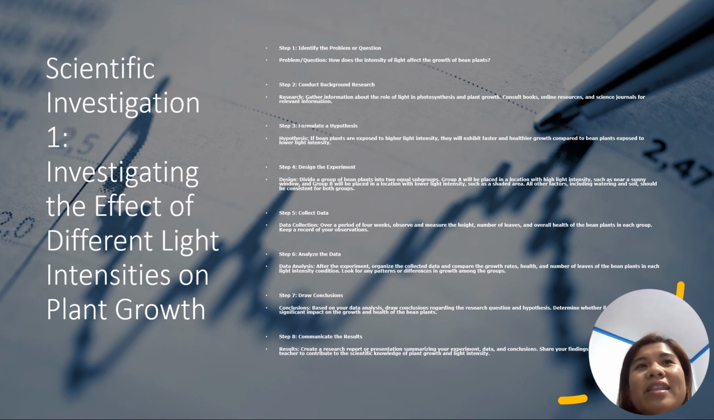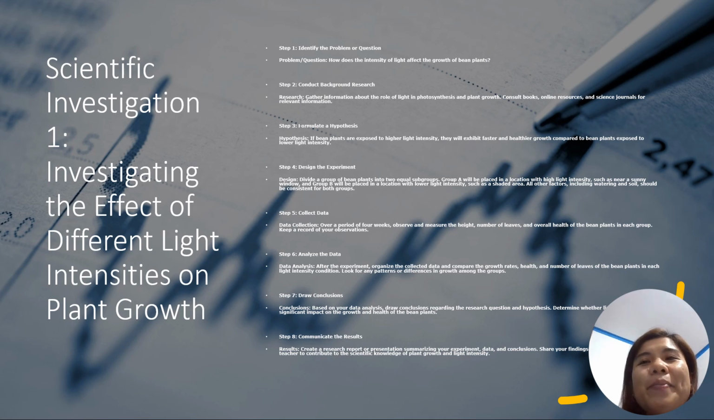Take note, you can see the question in the title itself. How does the intensity of light affect the growth of the bean plant? So we specify what plant. We cannot just say the plant, we have to use a plant in our experiment. That is why we mentioned bean plants.